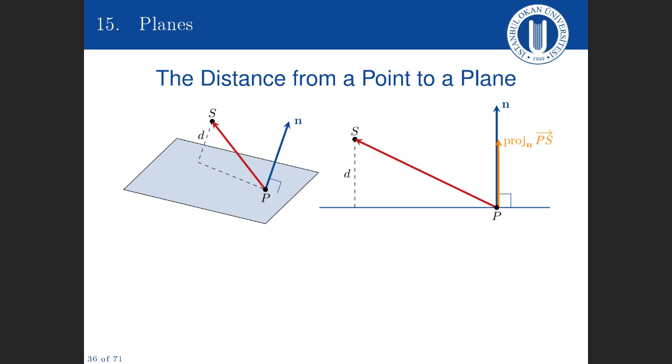The distance from a point to a plane. In this picture, we're trying to find d, the distance from the point S to the plane, the shortest possible distance from the point S to the plane. And we can see from the right-hand side that the dashed line D is parallel to the projection of PS onto N. It's not just parallel, it has the same length as the projection of PS onto N. So D must be equal to the norm of the projection of PS over N.